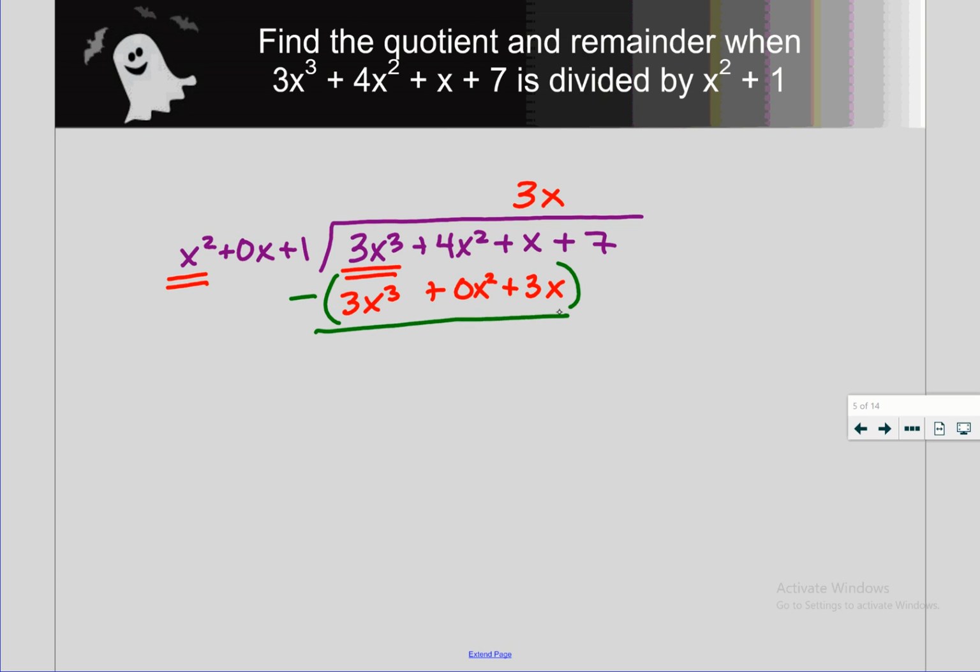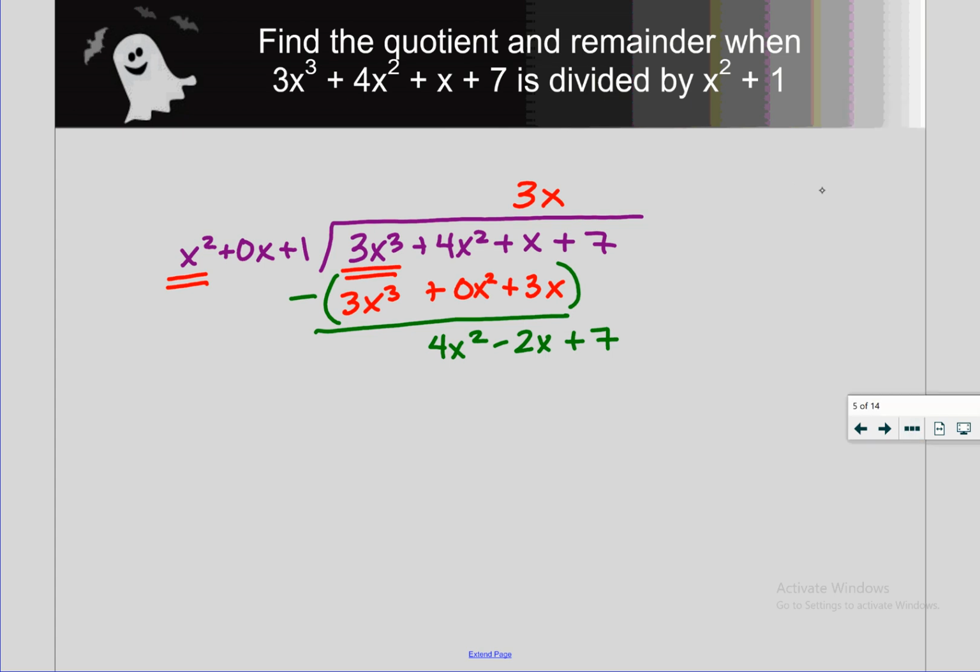If you're doing this right, the first term should always cancel though. 3x cubed minus 3x cubed, those are gone. 4x squared minus 0x squared is still 4x squared. And then x minus 3x gives me a negative 2x. And then bring down that plus 7. And then we do it all over again.